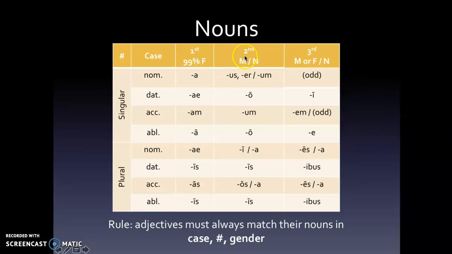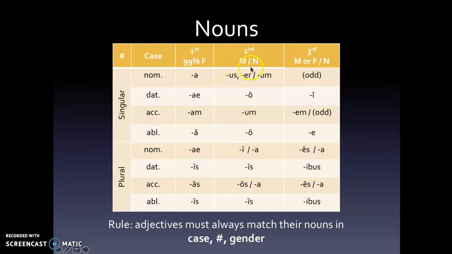So we know the first, second, and third declension for nouns. The first declension is mostly feminine. The 1% that's masculine has to do with professions such as agricola, and that's going to be very important to remember for this particular lesson.